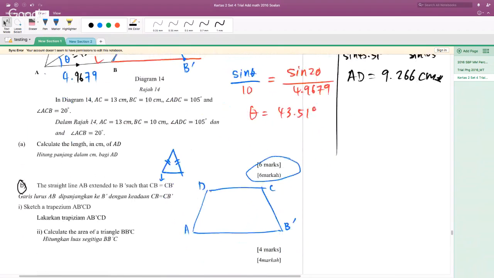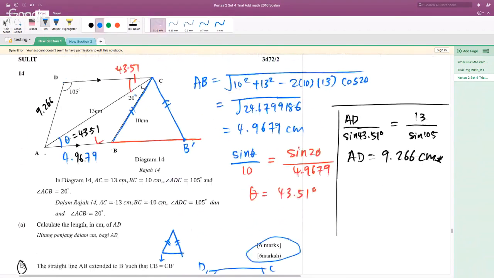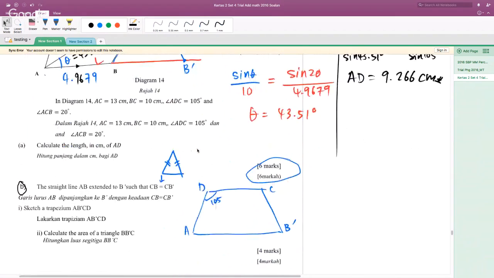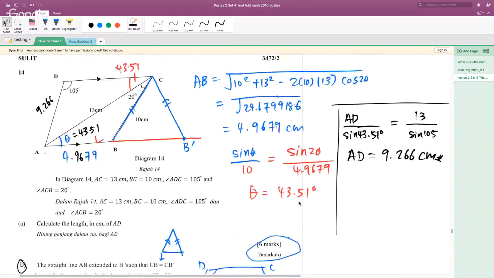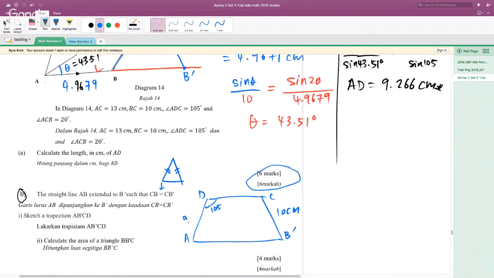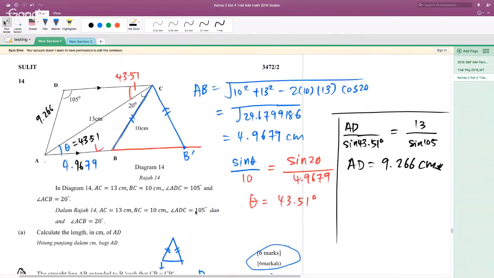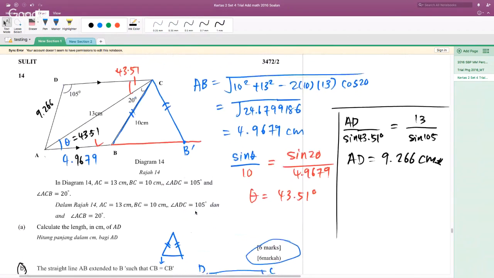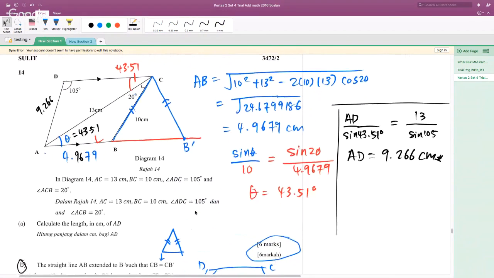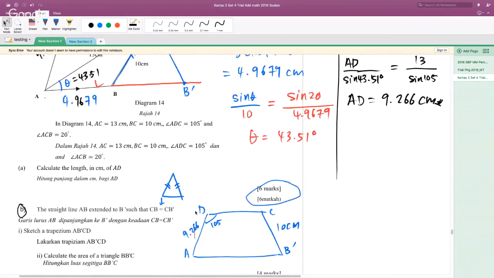And then here will be my 105 degrees. And this one, both are the same length, so here will be 10 centimeters. And then we just got the AD. AD is 9.266. And then do we have DC? No, we don't have the DC. Okay, what was the question after we sketch?